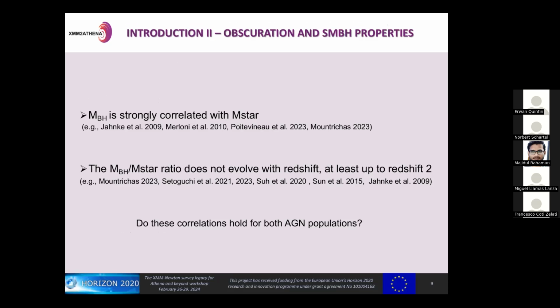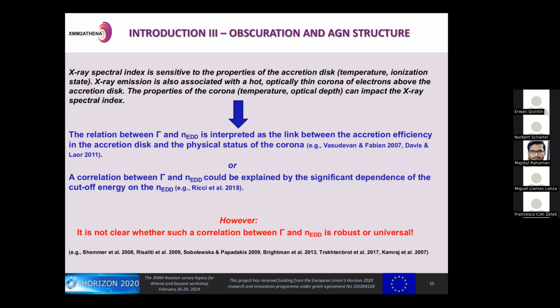Regarding the other topic that we examined, we all know that there's a strong correlation between the black hole mass and the bulge mass, or the stellar mass if we talk about high redshifts, where the bulge mass is hard to determine. This correlation has been shown by a large number of studies. Also, the ratio of these two properties does not evolve with redshift, at least up to redshift 2. However, what we did in this paper is that we examined these correlations and relations separately for X-ray obscured and unobscured AGN.